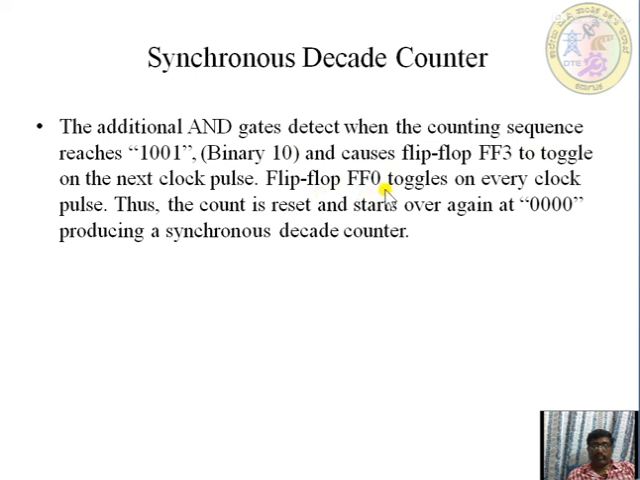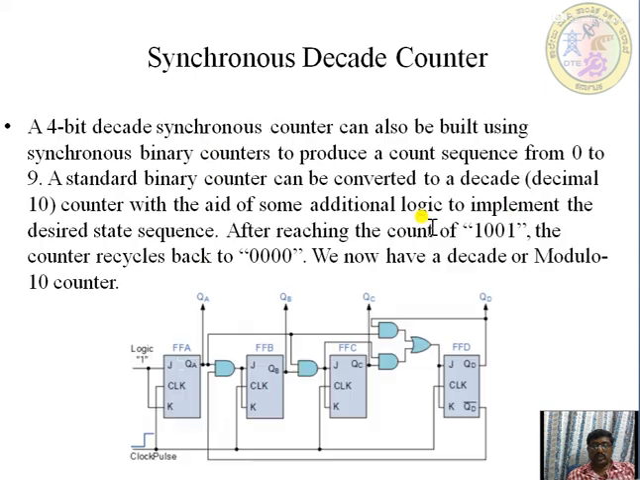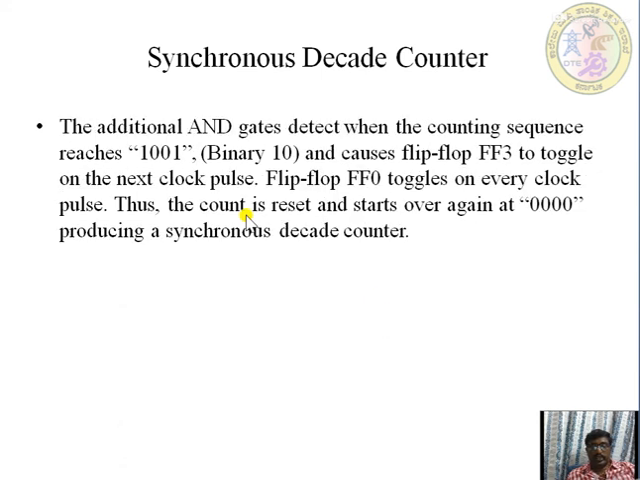Flip-flop FF0 toggles on every clock pulse. Thus the count is reset and starts over again at 0 0 0 0, producing a synchronous decade counter. See, a normal QA to QB has been connected with the AND gate, QB to QC, and a separate clock has been connected along with the OR gate. So with that 1 0 0 1, it has been counting with the clock pulse. Okay, so this one is a synchronous decade counter. So it will be counting from 0 to 9. Okay, thank you.